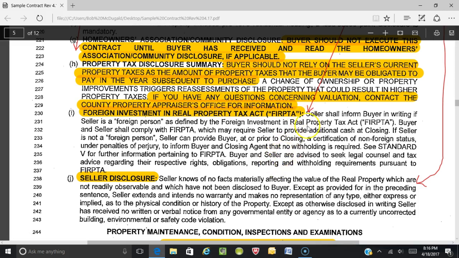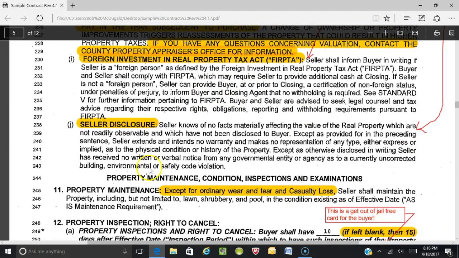Now, you say, hey, I'm only a buyer. I don't need to worry about it. Yeah, you do, because when we read standard V, if the seller does not do what they properly need to do and enough money is held back at closing based upon this FIRPTA, if they truly are a foreign investor, then the buyer could be held liable for it. So you want to make sure that that's all done properly, and we'll read about that later in the standards.